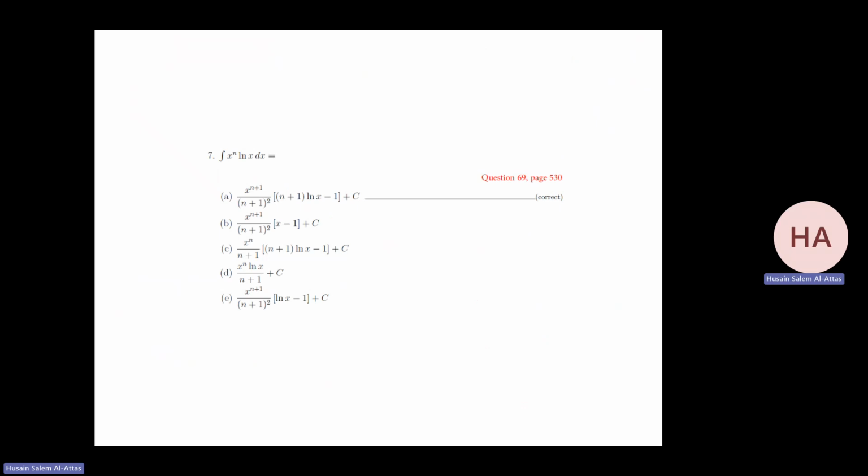Okay. x to the power n ln x. That will be A and that will be L. So I take u to be ln x and dv to be x to the power n dx. Do the calculation. du equals dx over x. v will be x to the power n plus 1 over n plus 1. We know how to integrate x to the power n, where n is not equal to minus 1.